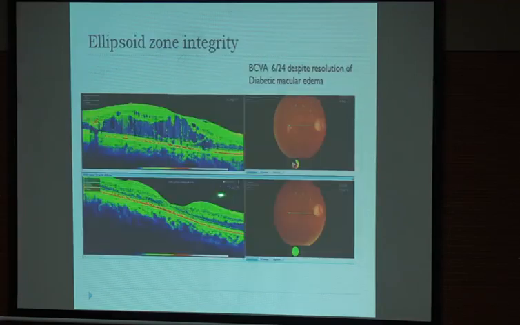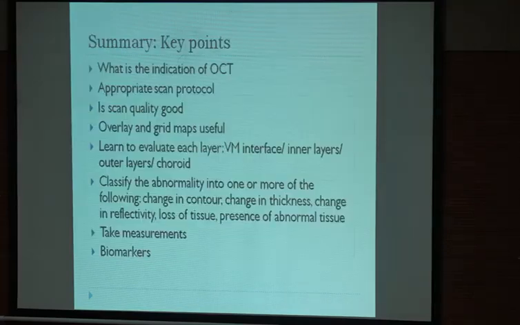The other thing to look at is, this is again a patient with treated diabetic macular edema. The vision is 6/24 and does not improve beyond that. If we see the outer layers of the retina, they are kind of missing. We don't see the ELM or the ellipsoid zone that well. So that is why the vision is not improving beyond 6/24.